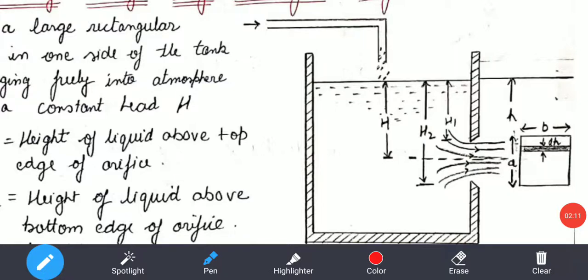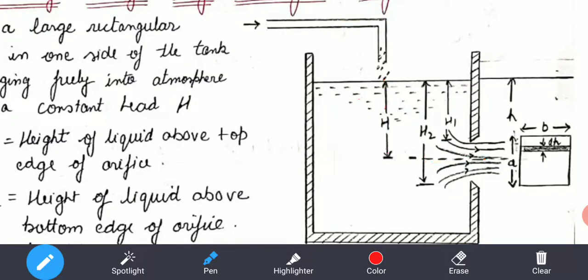See here, the diagram is shown. In the previous cases the diameter shown was very small, but here I am showing a large one, which means it is a large orifice. Let us assume this assembly. From here the water is coming into this tank, and it is the orifice from where water is flowing out. Let H be the head, the height from the center of the orifice to the top of the water surface.